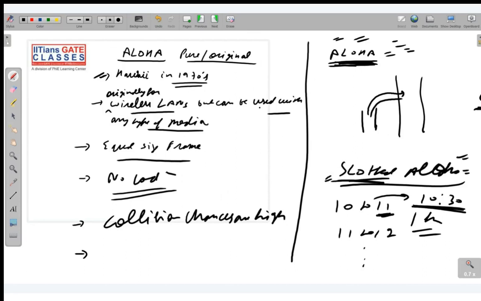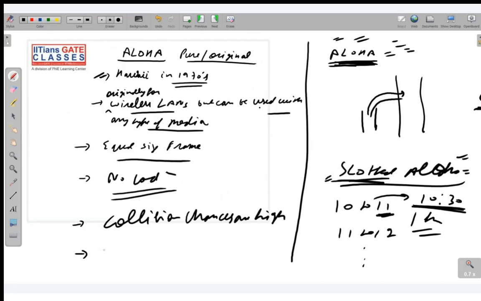So please write this point. Hence the sender, after sending data, will wait for an ACK from the receiver. Okay, now till what time should the sender wait? That is the timeout. This timeout is generally 2 into TP, that is the round trip time. Okay, so you can write it. The sender will wait for ACK for 2 TP time.